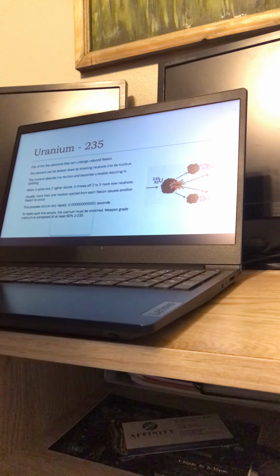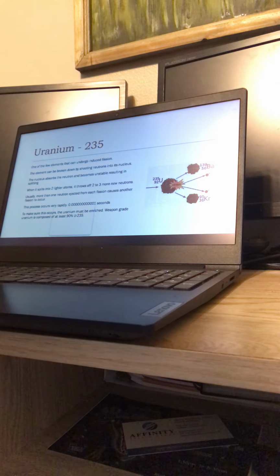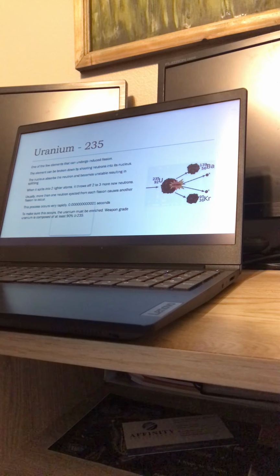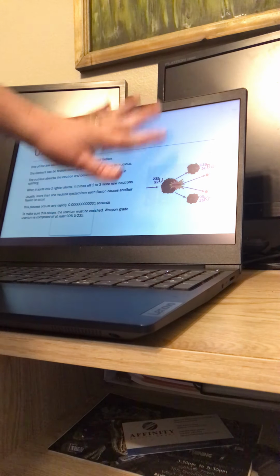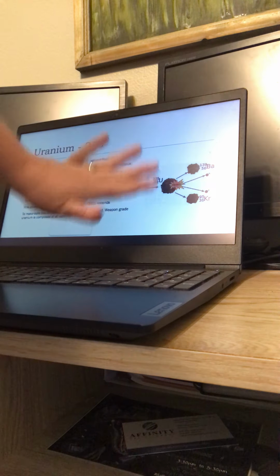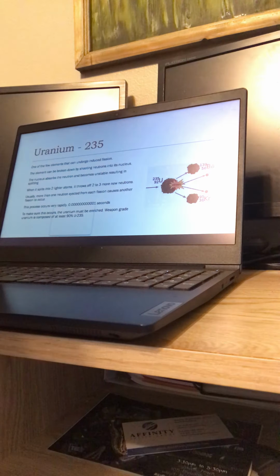It was actually down to the picoseconds. And to make sure that this process occurs, we enrich the uranium. Weapon grade uranium is composed of at least 90% U-235, and so basically this process right here is the whole point of how it occurs.